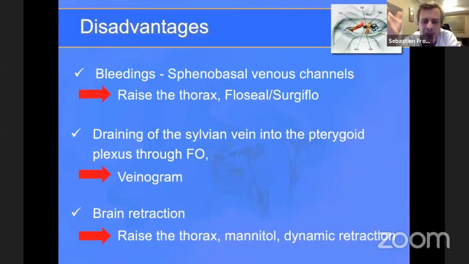You have to be careful because sometimes some important veins drain in this area through the pterygoid plexus, through the foramen ovale. It can happen. So taking a look at the venogram, especially on the left side, is important. Brain retraction is important and can be a source of complication because you have to elevate the temporal lobe a little bit. So playing with intracranial pressure is extremely important: raising the head, using mannitol, draining CSF.